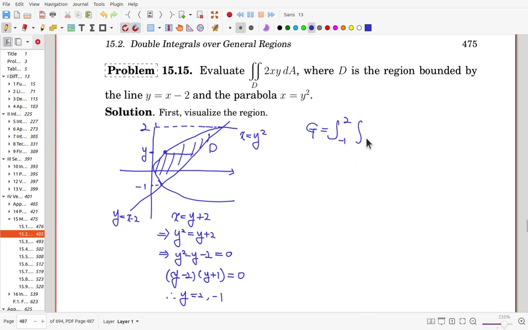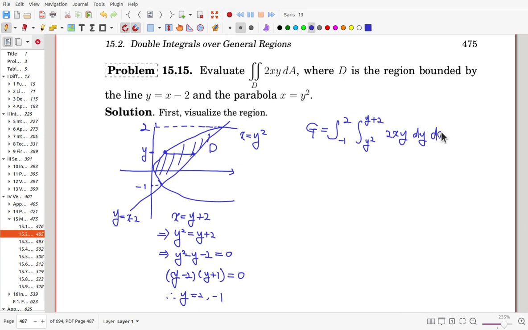So the bottom must be y squared. This is the bottom x, and the top x is this one. Here x is y plus 2. That is the bottom x and top x, but you have to express it as a function of y. Now, that is 2xy and y direction first, and the outer integral is x.